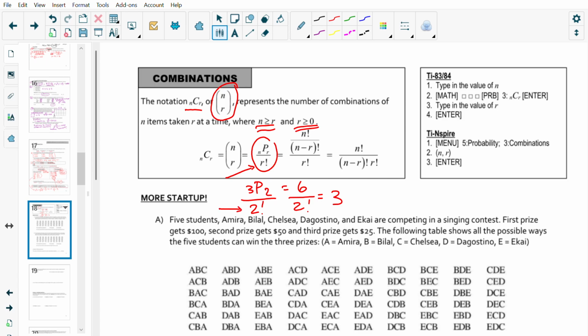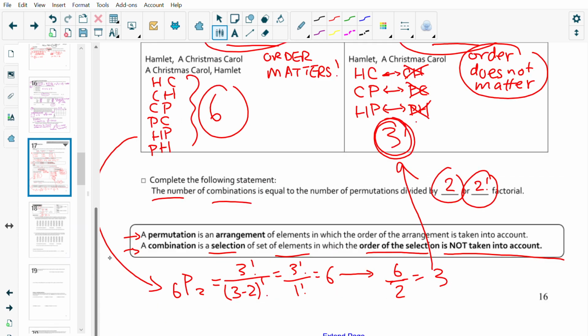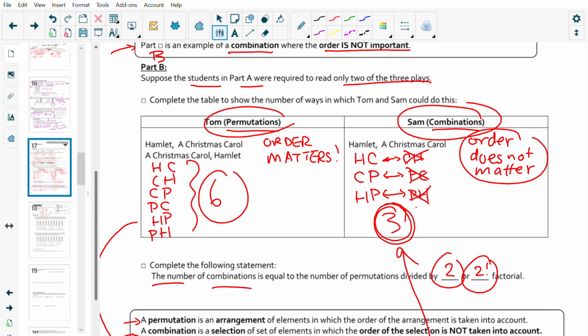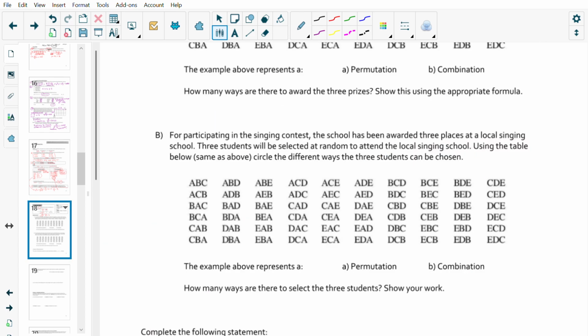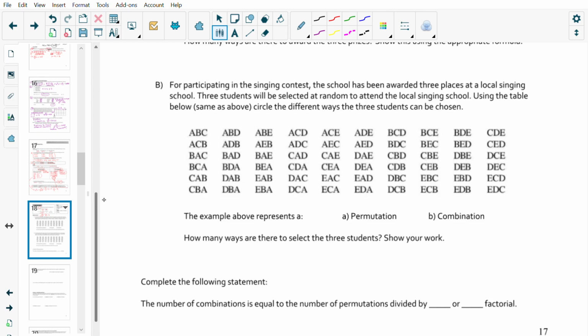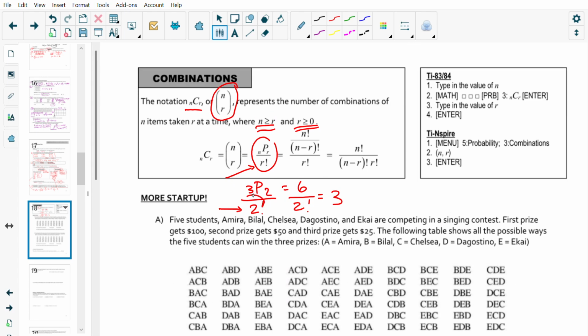Think about this 2 factorial as dividing out all the repeat values, right? The repeat values in the previous example being these values that we talked about, where the order doesn't matter. So now you have to take out the repeat values. Well, how do you take out the repeat values? You divide it out with this factorial in the denominator. And when you simplify, it ends up becoming this.